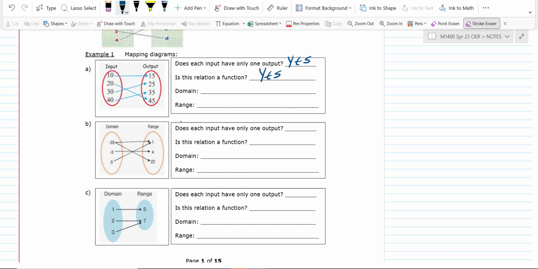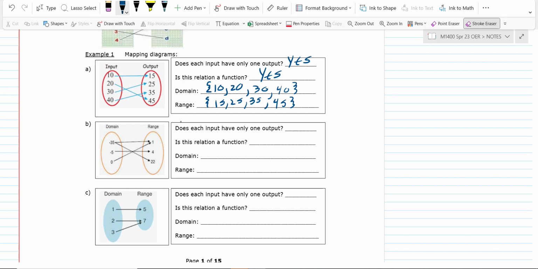The domain, typically we write in set braces. So you just write a brace. You want to put this in numerical order. You don't have to, but it's preferred that you do that. The range would be all of the outputs. So that would be 15, 25, 35, and 45.